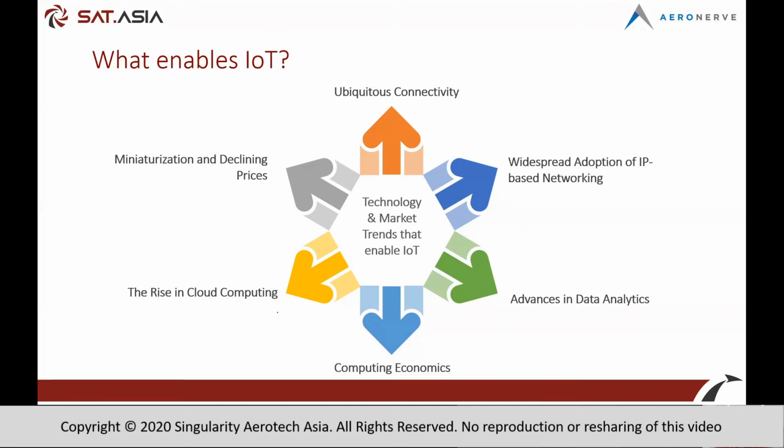And then number 4 is the computing economics. What it means is that the cost of doing analysis and storing data is getting lower and lower by the day. The barrier last time was that to have that kind of analytics was very expensive. But now the cost has gone down. So computing economics has gone down, and it enables the implementation of IoT.